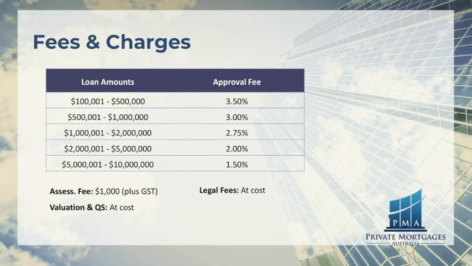Now, I've already mentioned the assessment fee. It's just $1,100 inclusive of GST. Legal fees are all done at cost on a flow-through basis, anywhere between sort of $2,500 to $3,500 most of the time, depending on how complicated the documentation process is. Now, that's not us charging it; it's the solicitors that charge that to document it.